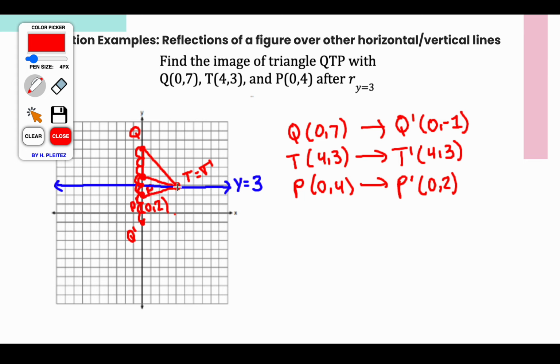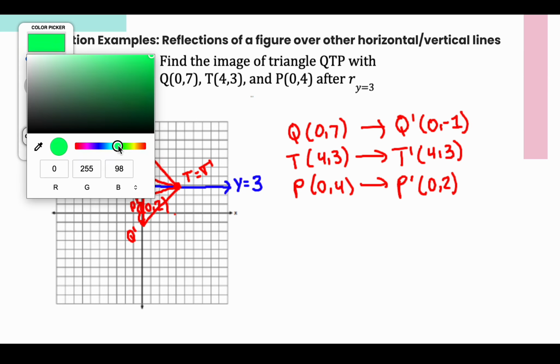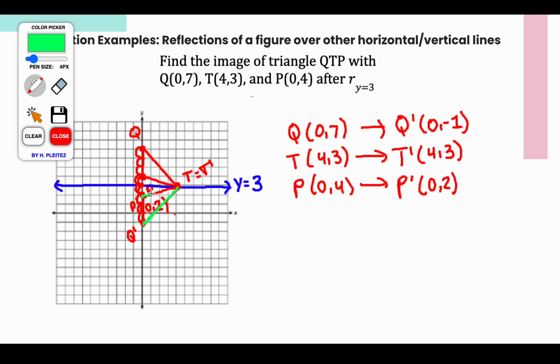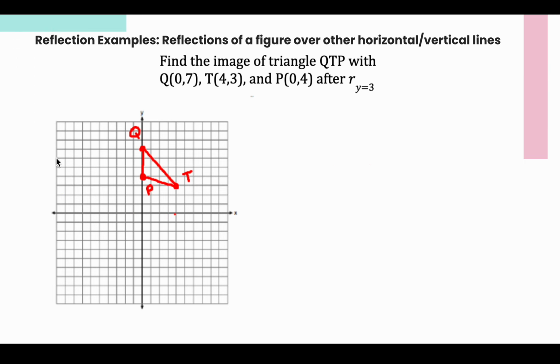So when we connect these points, maybe we'll highlight this in a slightly different color so we can really see it. But when we connect our points, we get a mirror image that looks like that. And again, that line of y equals 3 is the basis. If you think about it in terms of like the mountain image, the line y equals 3 is our lake, and that's what's helping us create the reflection.